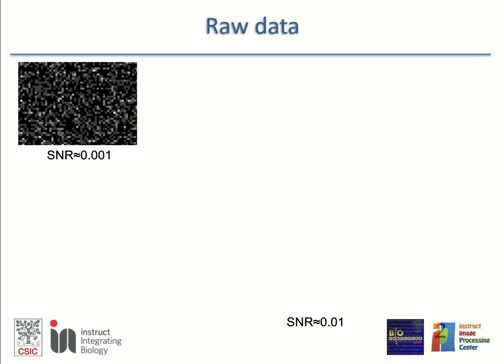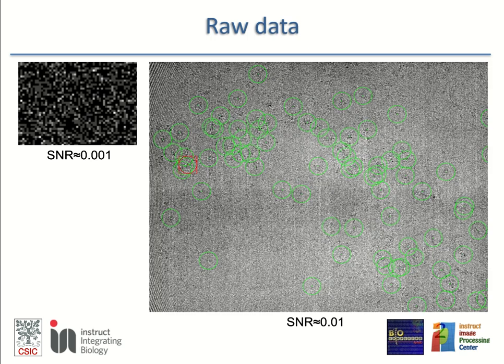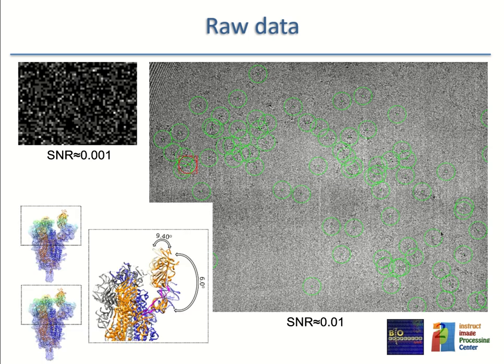When you average all those frames, but first you have to align them, which is not an easy task, then we are a bit better. We have a signal to noise ratio of 1 over 100, and we can barely see the particles in there. So here we have some protein of our interest, and from this very noisy data we want to construct atomic models of our proteins.